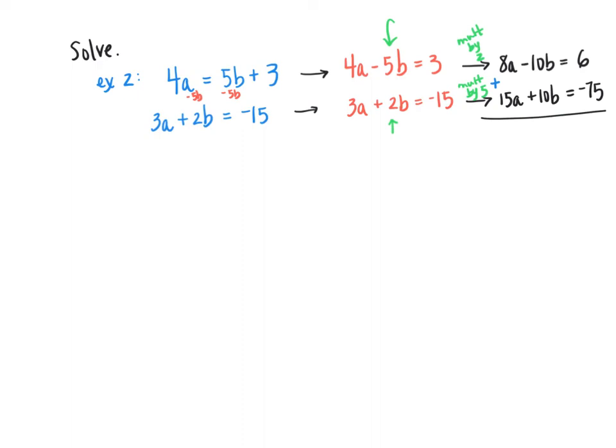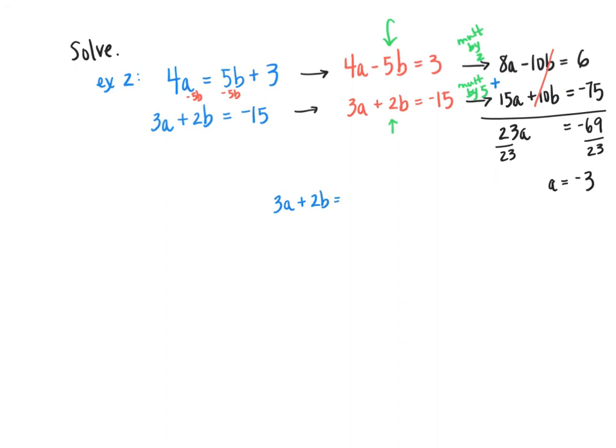And so that gives me 23a. Notice the b's eliminate. They would go to positive 0b. And then I have 6 plus a negative 75, which is negative 69. And then I'm just going to keep going. I'm going to divide by 23. And I have a equals a negative 3. Now I'm only halfway done. And so I need to plug in to one of those equations. It doesn't matter which one. I'm going to choose the second one here.